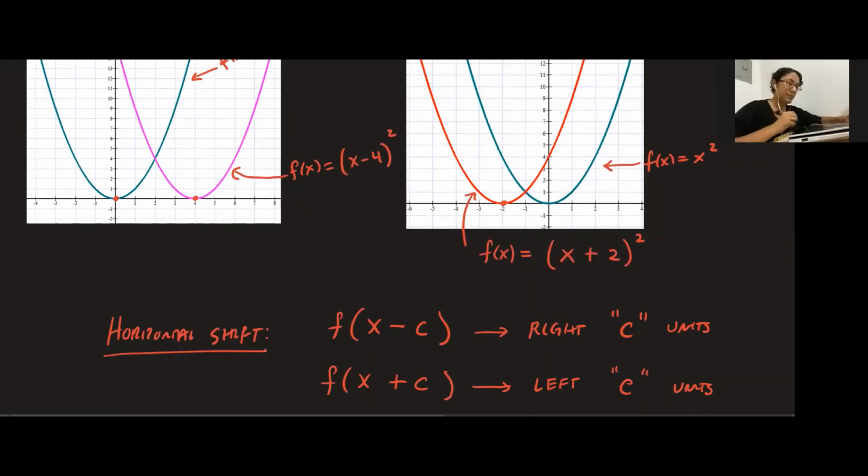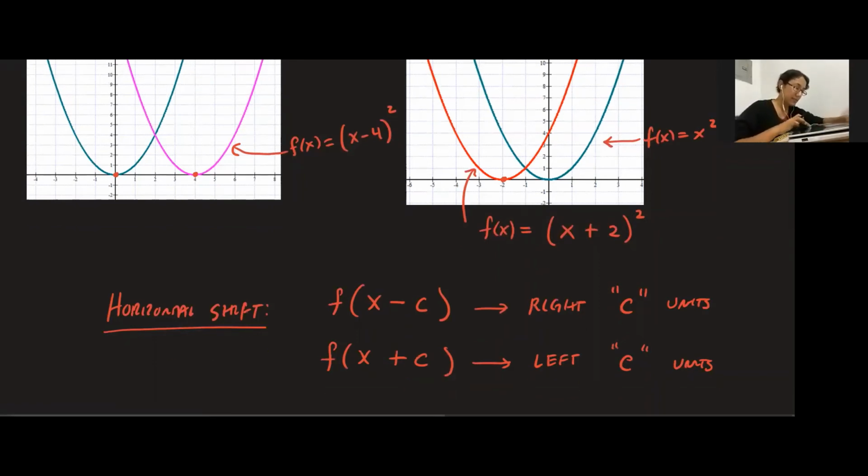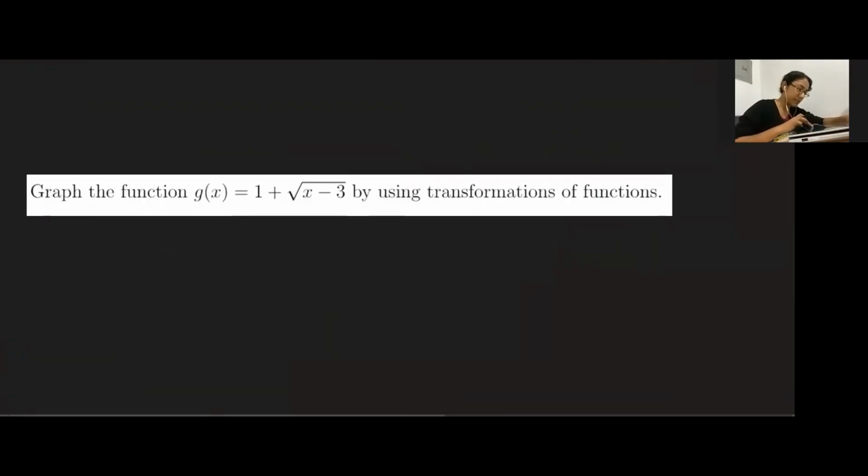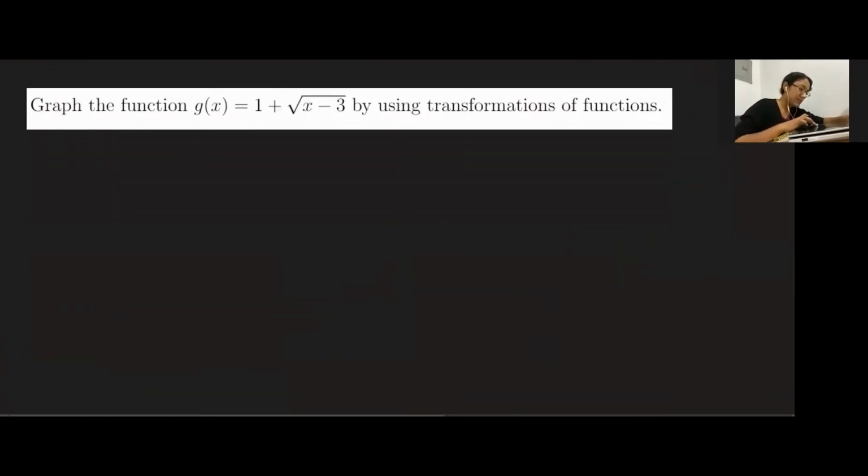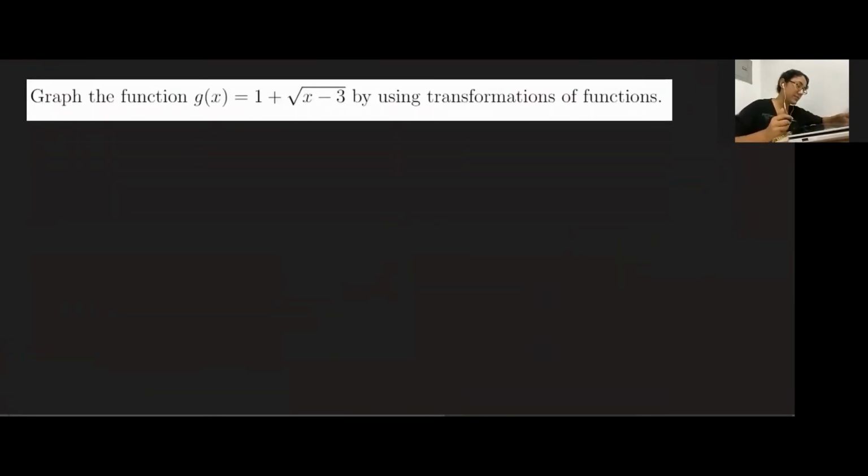Now putting both of these ideas together, let's do an example. So take a look at this problem. We want to graph this function by using transformations. So first what I'm going to do is rewrite the function. So we're going to rewrite g of x as the square root of x minus 3, plus 1. I always like to have the constant, plus 1 or any constant, say c, moved to the end of the equation. That way you can identify your shifts clearly.